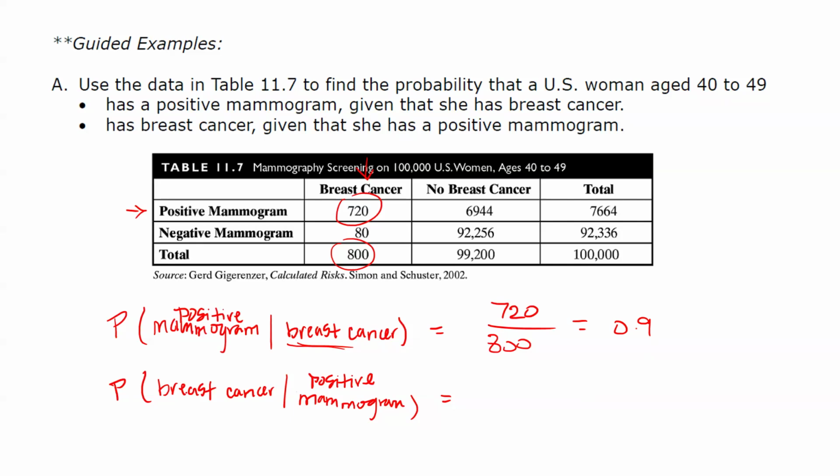Okay. Now for the second one, we have breast cancer given a positive mammogram. So we're looking in the same row and column, but this time we're looking at breast cancer given that they had a positive mammogram. So now we're only looking in the group of people who have a positive mammogram. The people who have a positive mammogram would be 7,664. How many of the people who have a positive mammogram had breast cancer? 720. And so that equals 0.0939.